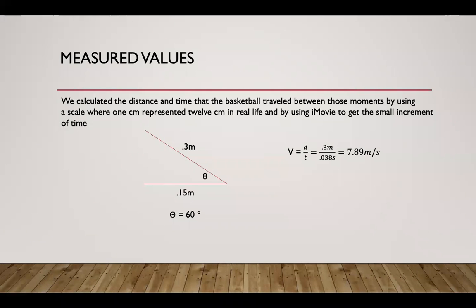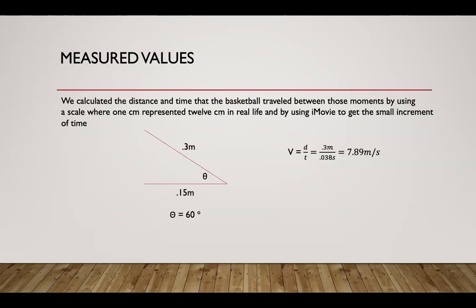So the measured values. We calculated the distance and time that the basketball traveled between those specific moments that we just showed in the previous slide by using a scale of 1 centimeter representing 12 centimeters in real life, using iMovie and getting the small increments of time. So then, as you can see, we found the distance is 0.3 meters and 0.15 meters, and we use the distance over time to find the velocity.